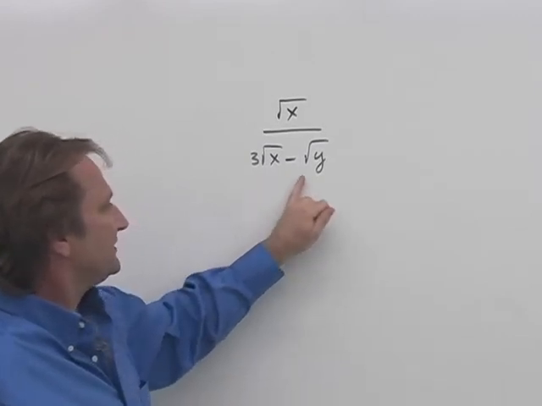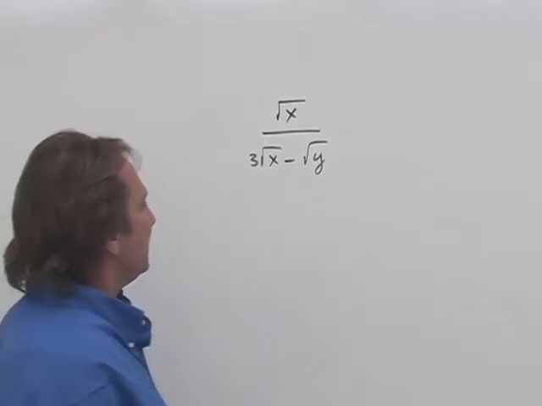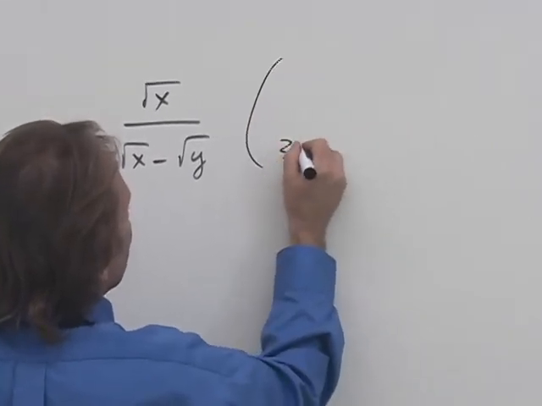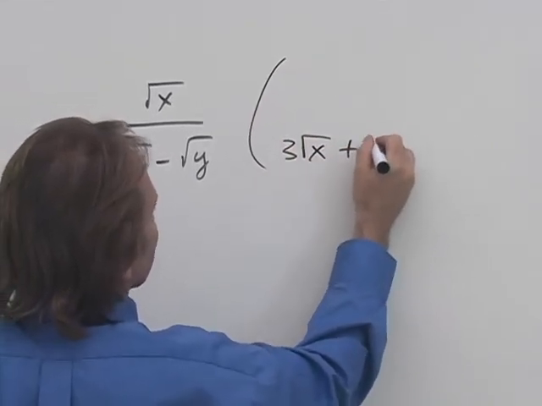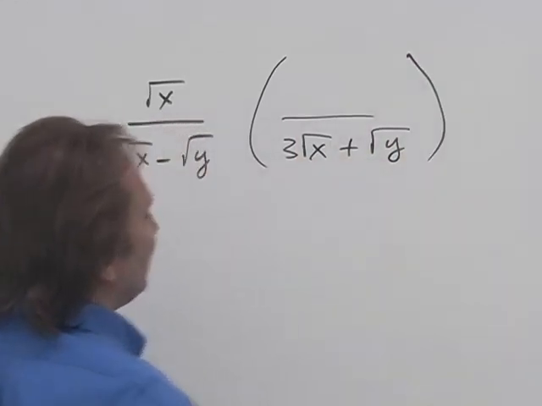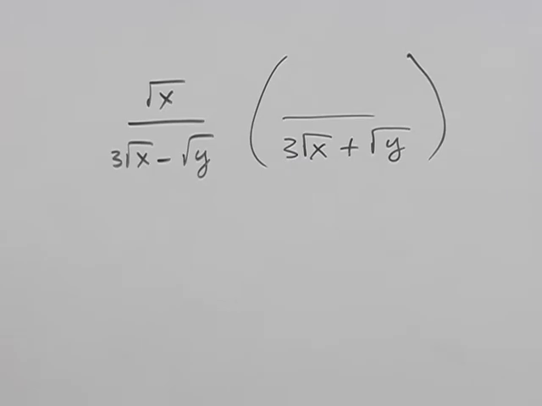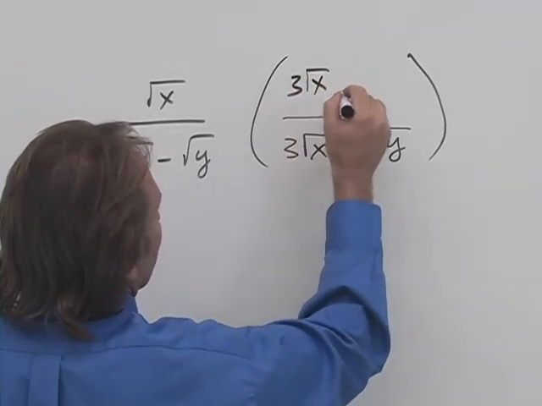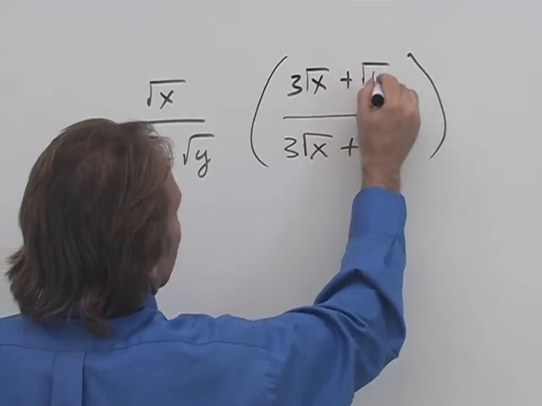The conjugate of the denominator would be 3 times the square root of x plus the square root of y. I'm going to multiply the bottom times that. If I'm multiplying the bottom times that, I need to multiply the top times that. So we would have 3 square root of x plus the square root of y.